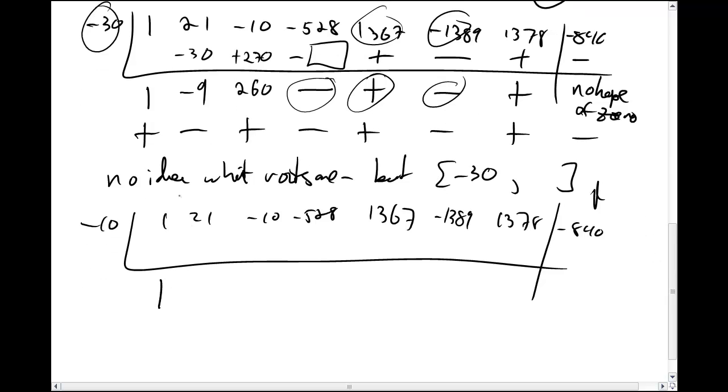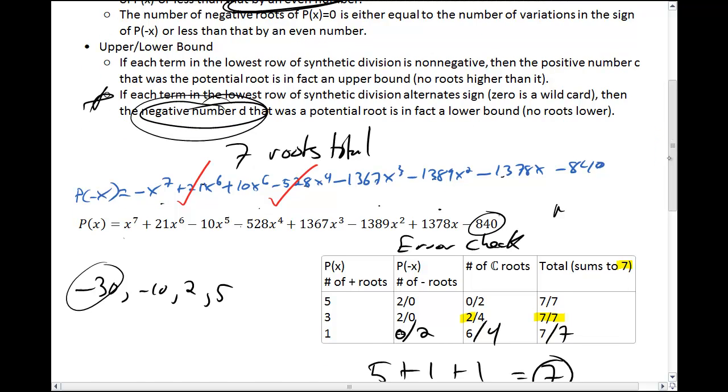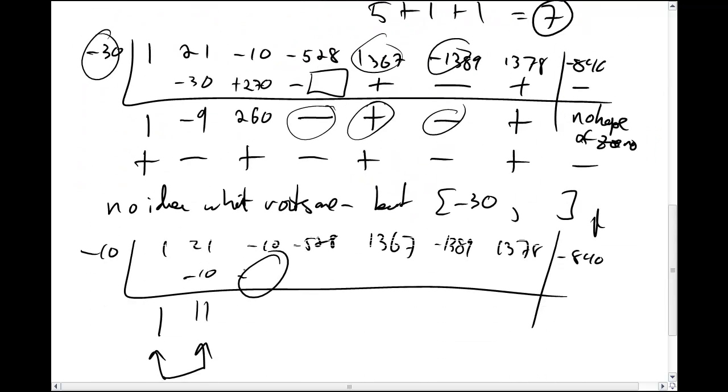I pull the 1 down, get myself negative 10. That leaves me with 11. And as soon as I get that, I stop. Why do I not even do here? Look. These are both positive numbers. I don't have alternating signs. The lower bound theorem says that if I'm dividing by a negative number, I need to have alternating signs for anything useful to come out of this. So as soon as I don't get alternating signs, I stop.